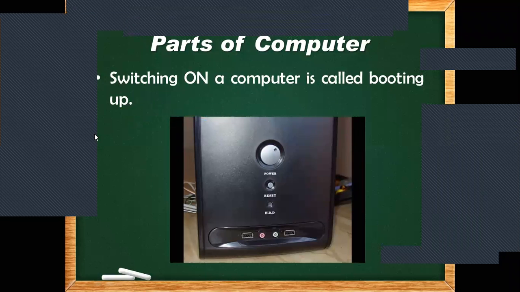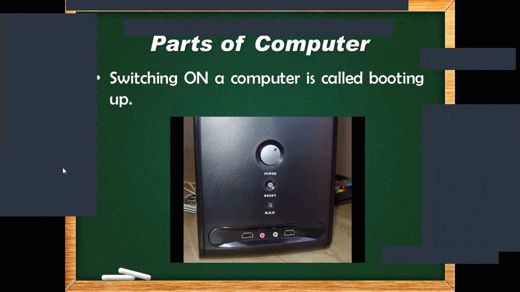Okay, let's see who else is there. Mohammed Saleh, can you tell us the spelling of booting up? Yes, please. Tell us. B, O, O, T, I, N, G, and U, P. Very nice. Booting up.